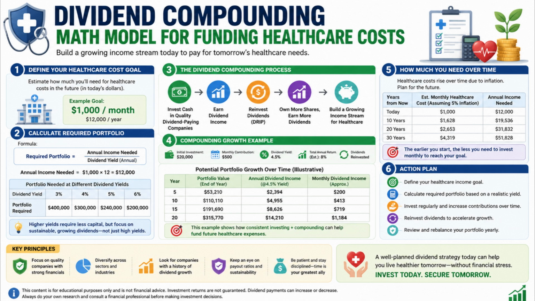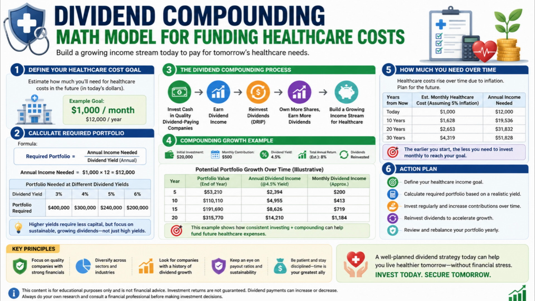In this video, we will discuss the dividend compounding math model for funding healthcare costs. To begin, healthcare expenses can become one of the biggest financial challenges over time, especially because medical bills, insurance premiums, prescriptions, checkups, and emergency costs may increase with inflation. Therefore, the purpose of this model is to show how a dividend portfolio can be built gradually to create a future income stream that may help cover healthcare needs.